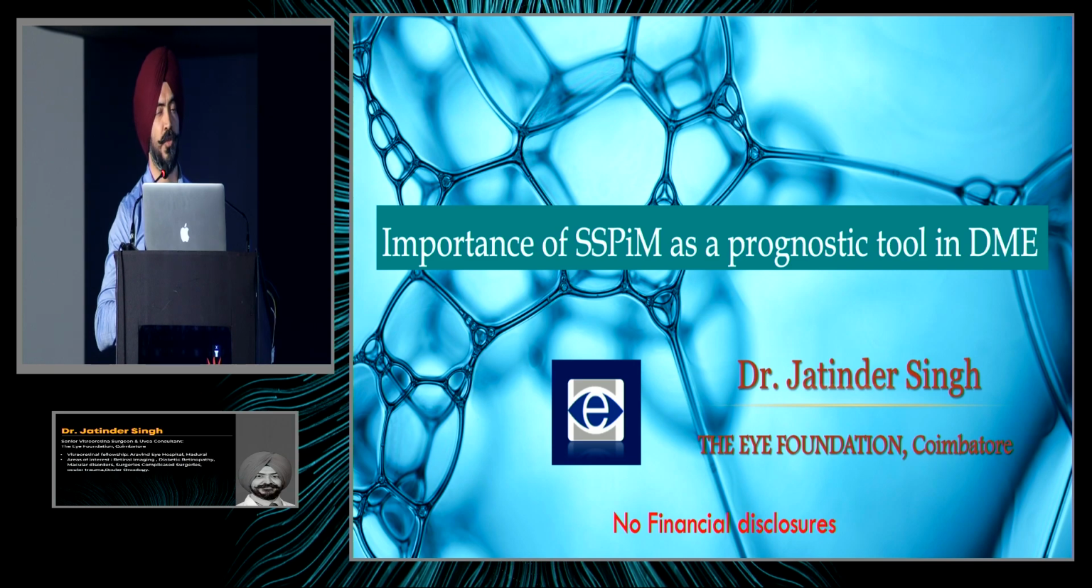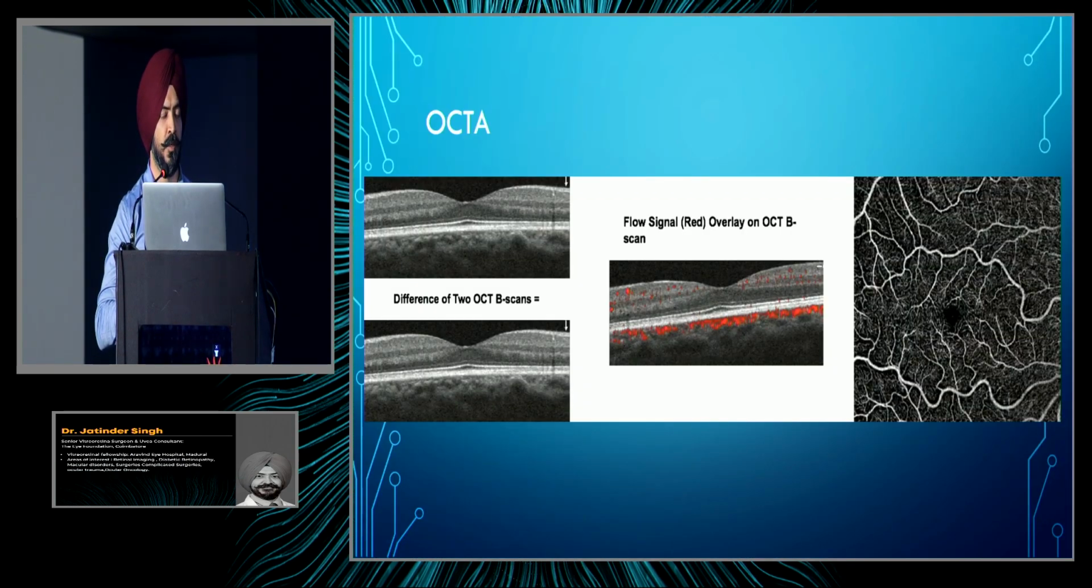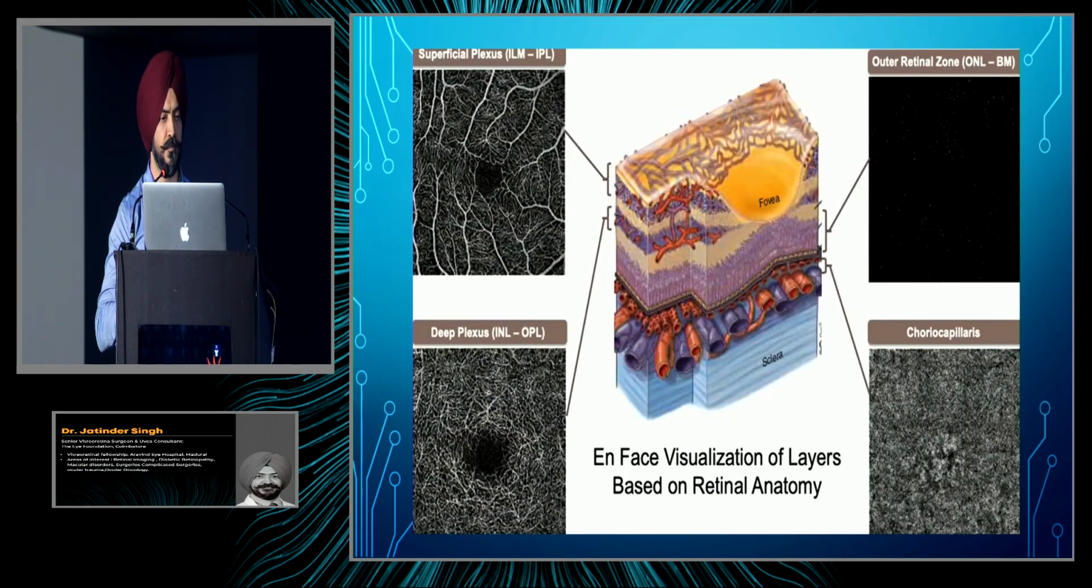So I'm going to talk about the importance of SPiM as a prognostic tool in DME. We all know how OCTA works, and the decorrelation signal indicates the blood flow. And we are also taught that when there is no vascular component and we have a decorrelation signal, it is to be considered as an artifact.